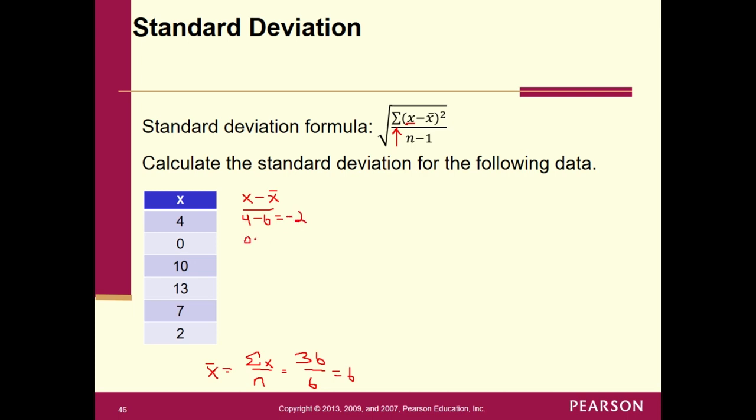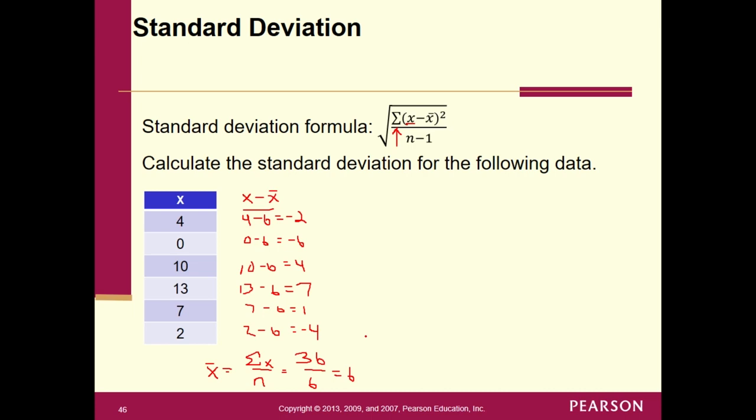Bear with me, because it's slow in writing this. So we got 0 minus 6. What do we get? Negative 6. We got 10 minus 6. We get positive 4. 13 minus 6. We get 7. We got 7 minus 6. That's 1. 2 minus 6. That is a negative 4, looks like. Okay.